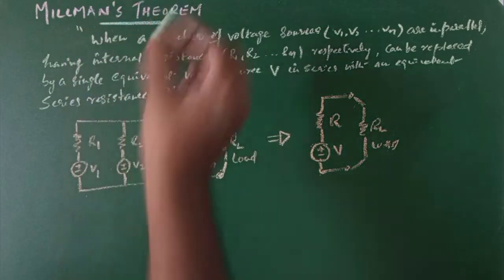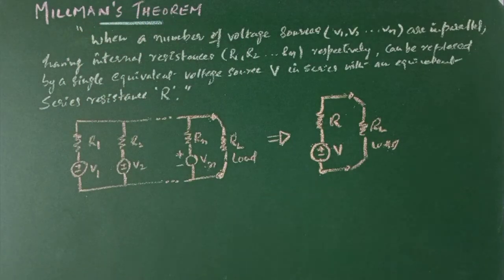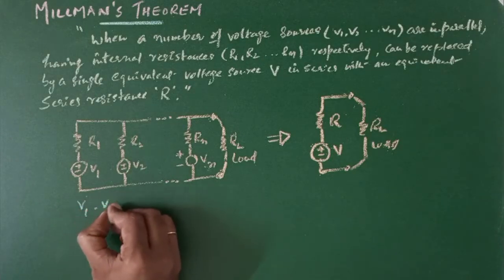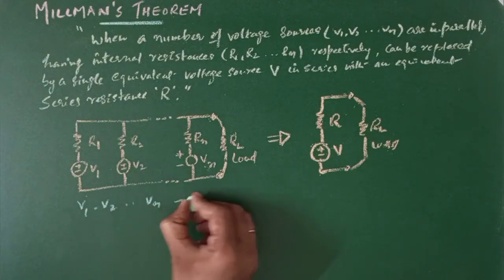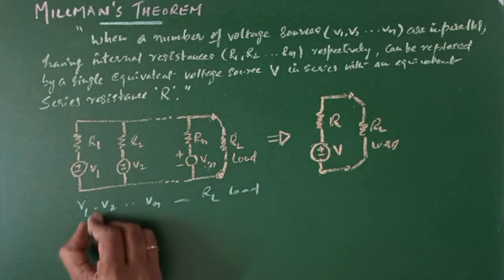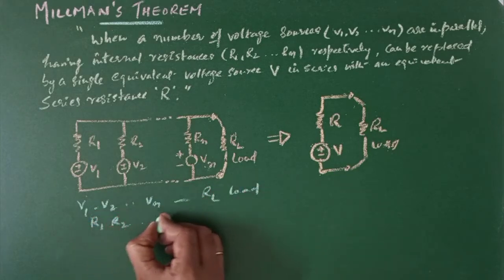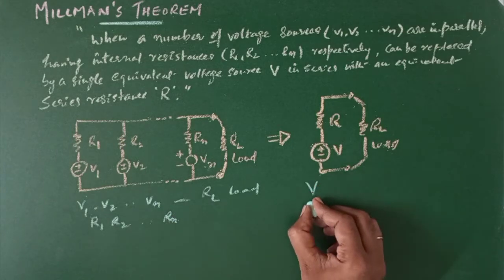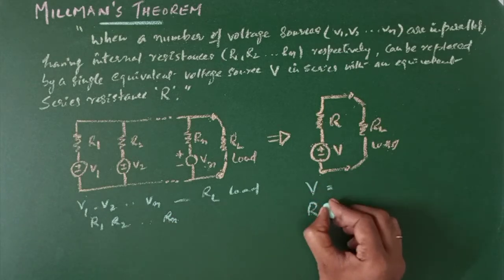Millman's theorem. When a number of voltage sources are in parallel, having internal resistances R1, R2 up to Rn respectively, they can be replaced by a single equivalent voltage source V in series with an equivalent series resistance R. We have a network having the voltages V1, V2 up to Vn connected to the load RL and the resistances R1, R2, Rn. This can be replaced with a single voltage and single resistance. We need to find out these values.